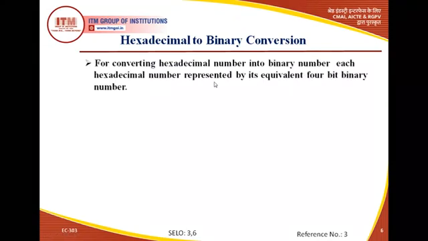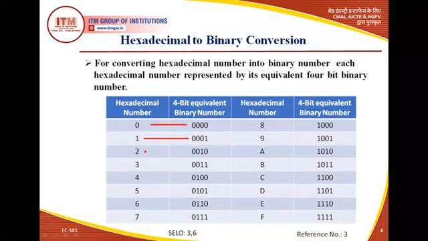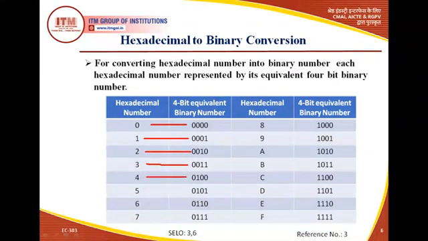Okay. So the same is written in the statement. For converting a hexadecimal to a binary number, each hexadecimal digit is represented by its equivalent 4 bit binary number. To represent these numbers we use a table. In that table you see that 0 is represented by 0000, 1 is represented by 0001, 2 by 0010, 3 by 0011, then 4, then 5, 6, 7. Okay.